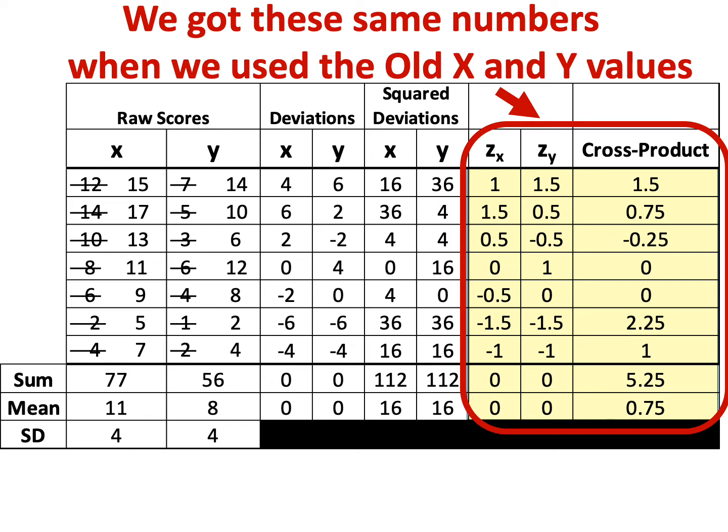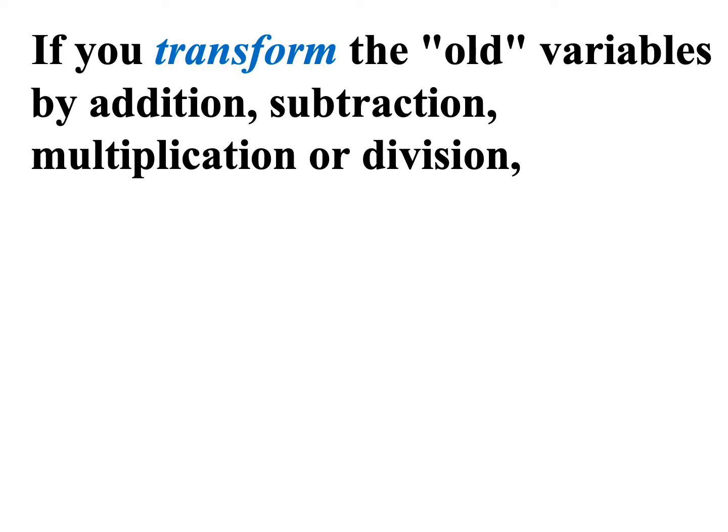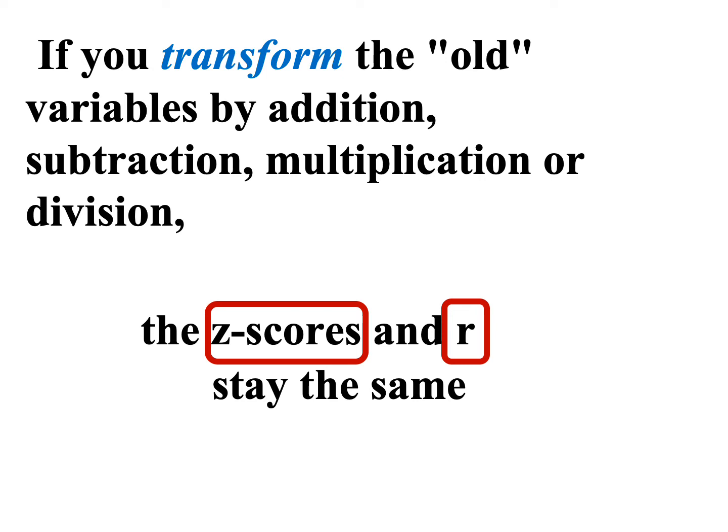Adding 3 to the old x scores didn't matter. Multiplying the old y scores by 2 didn't matter as well. So we got exactly the same z-scores, the same cross products, and the same correlation coefficient r. So if you transform the old variables by addition, subtraction, multiplication, or division, the z-scores and r stay exactly the same. But it turns out there is one exception.